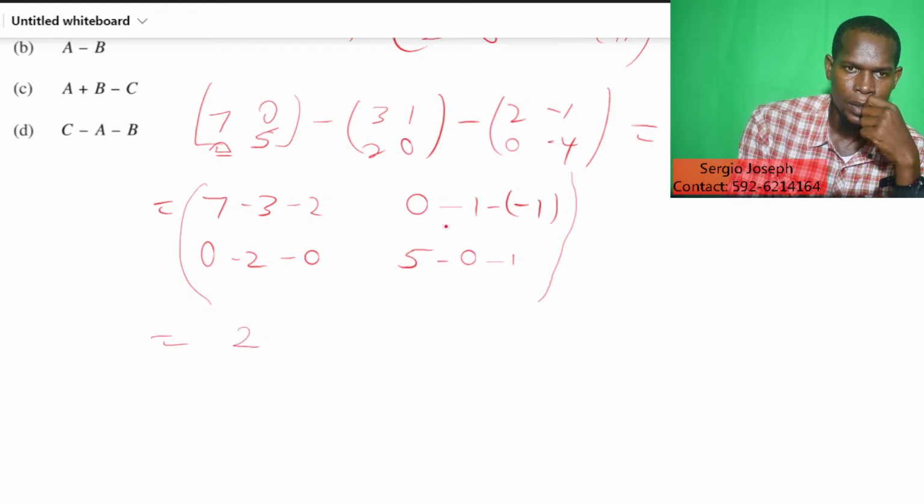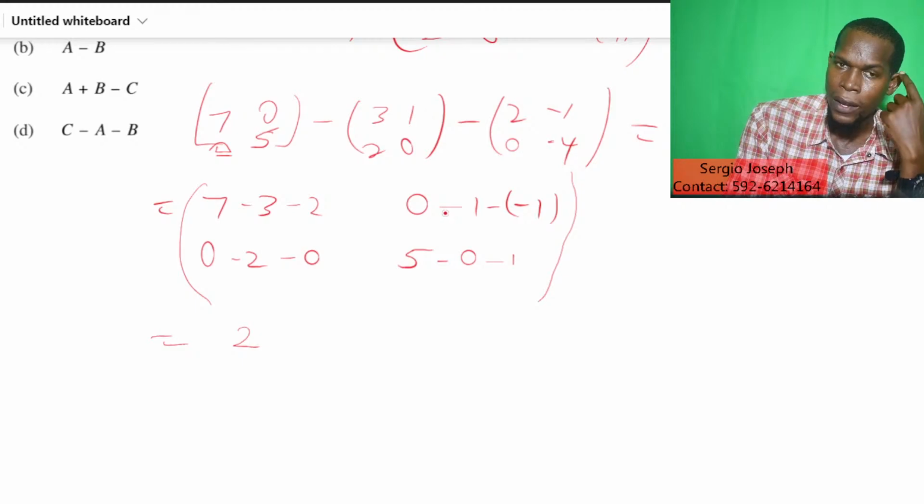2. You have 0 things, and you take away 1. You end up with minus 1. Then you have a negative and a negative, that's positive. So minus 1 plus 1 is 0. And you have 0 things, and you take away 2. You end up with minus 2. Minus 2 take away 0 is minus 2.